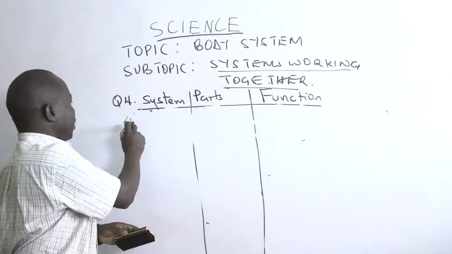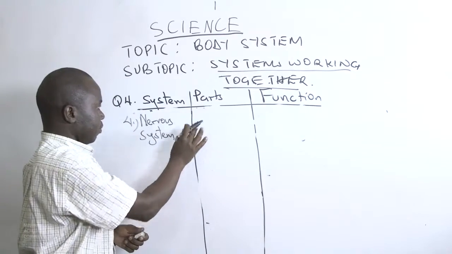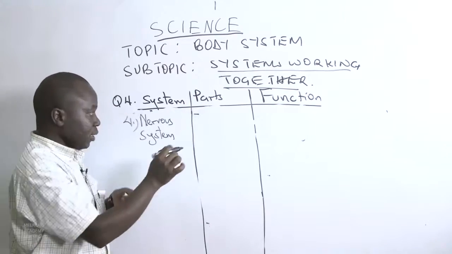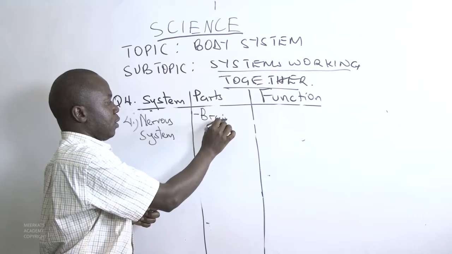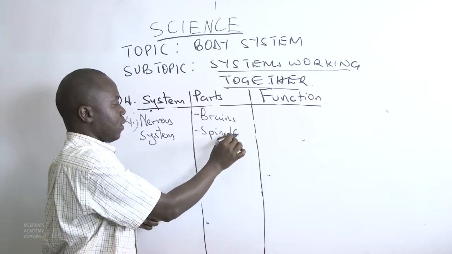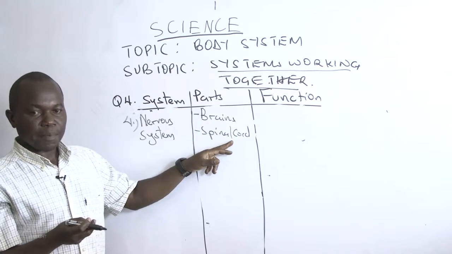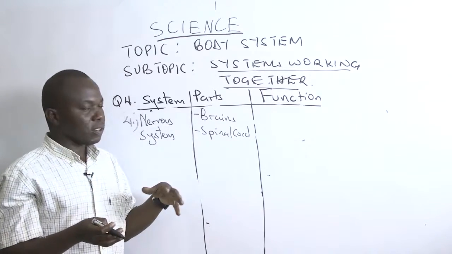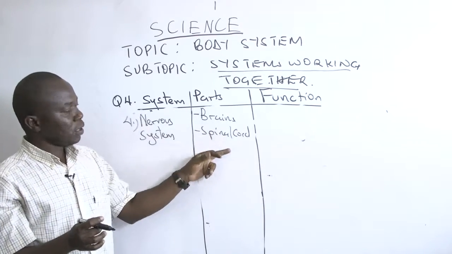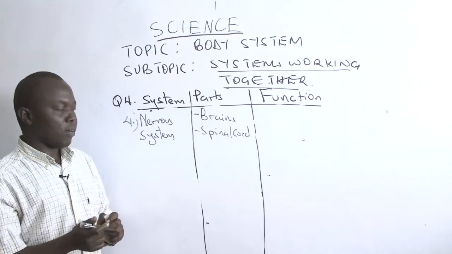Another system is the nervous system. Remember, the nervous system is made up of parts like the brains and the spinal cord. These two form the central nervous system. It is said to be central because it is where all sensory impulses are assigned, interpretation takes place, and then we have a motor response to effector organs.